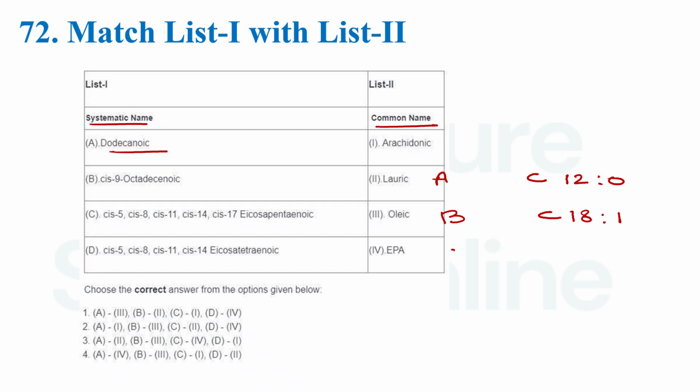EPA, carbon 20 with 5 double bonds: 1, 2, 3, 4, 5. Here only we can see. Next, arachidonic acid with 4 double bonds. So correct option will be option number 3, that is A2, B3, C4 and D1.